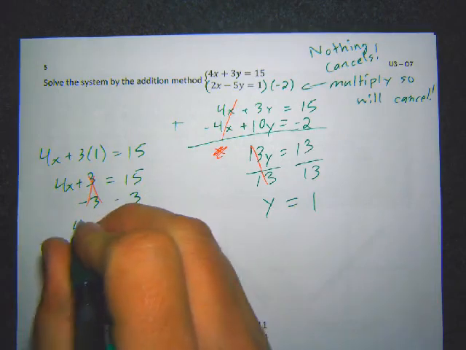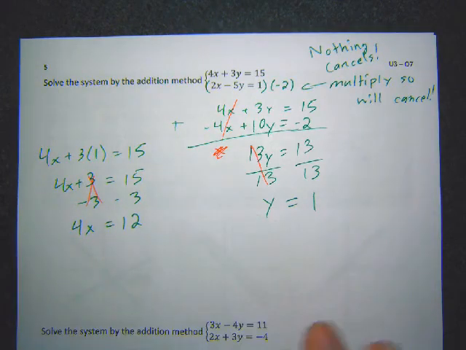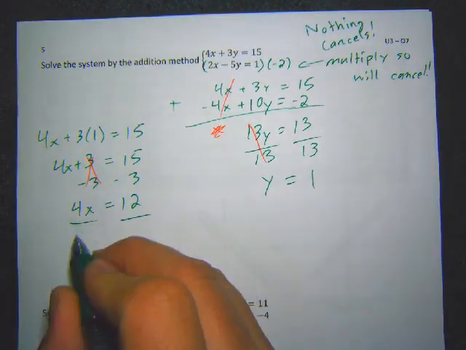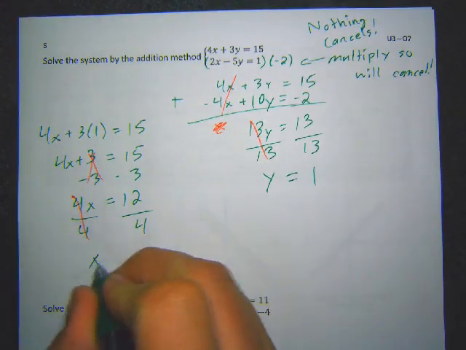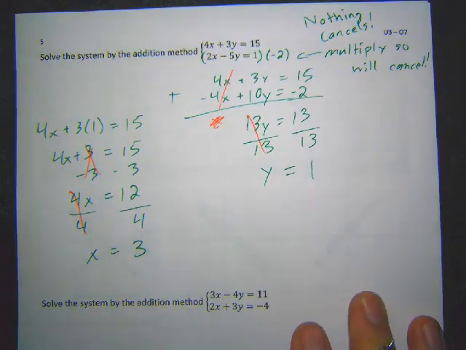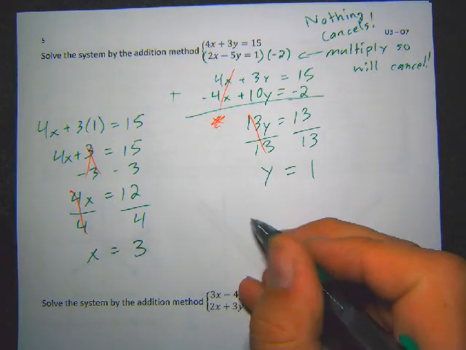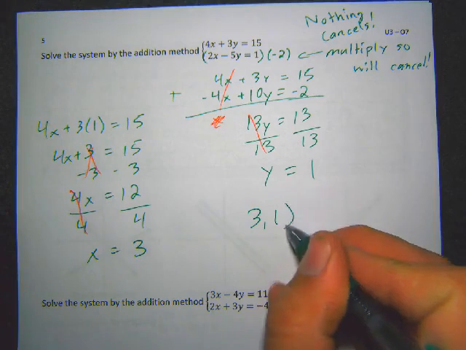So we got 4x equals 12. Next thing, I'm going to go ahead and divide to undo that multiplication. So divide by 4 here, and I get x equals 3. So there we go. We got our x, we got our y, so that's our answer. Our answer is 3, 1.